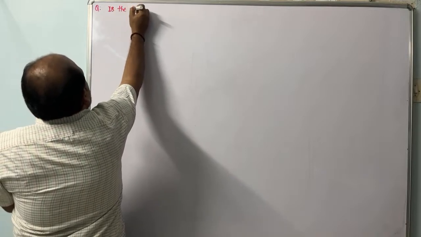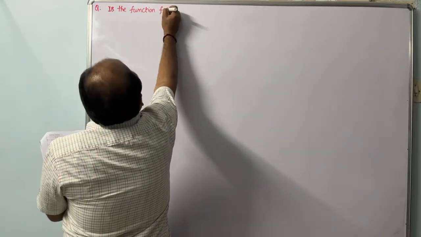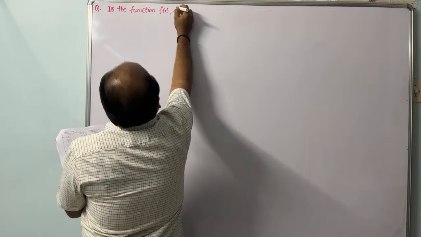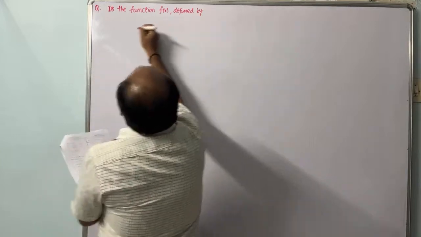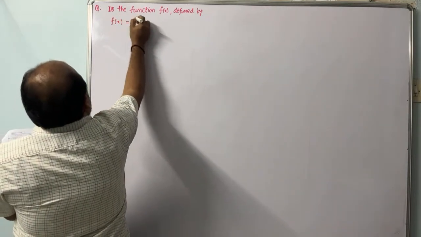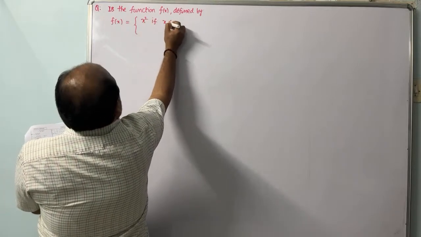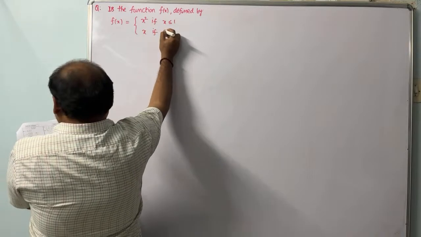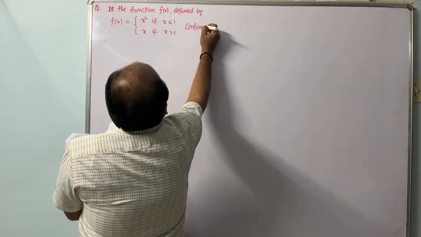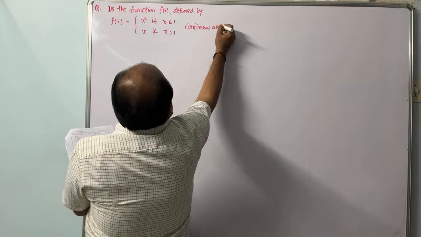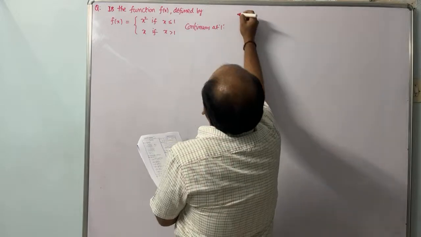Is the function f of x defined by f of x equal to x square if x is less than or equal to 1, and x if x is greater than 1, continuous at 1? They are asking us to check it. We will do it here, students. That is next. Another question.